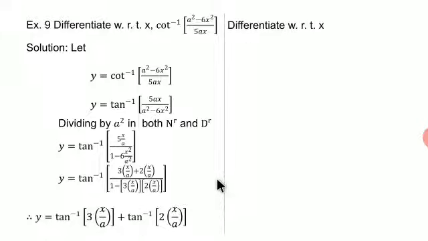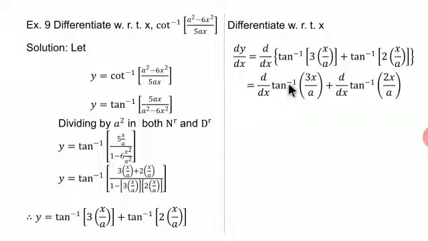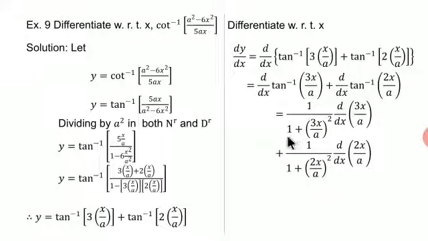So differentiating with respect to x, dy by dx is equal to d by dx of (tan inverse of 3x upon a plus tan inverse of 2x upon a). Now differentiating this, we get d by dx of tan inverse 3x upon a plus d by dx of tan inverse 2x upon a. It is equal to 1 upon (1 plus (3x upon a) square) into d by dx of 3x upon a, plus the derivative of the second term, 1 upon (1 plus (2x upon a) square) into d by dx of 2x upon a.